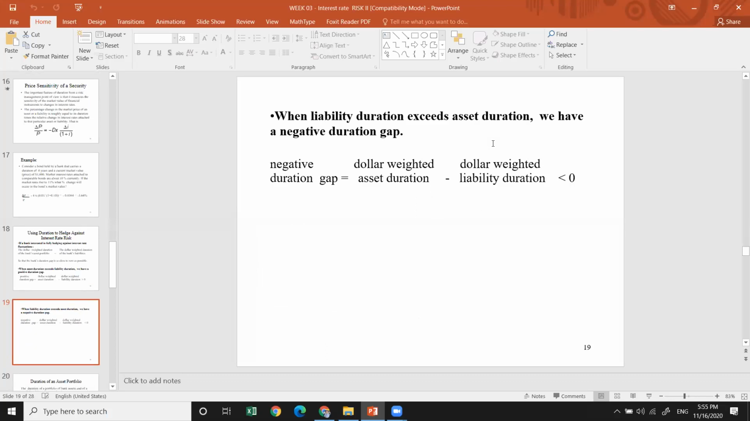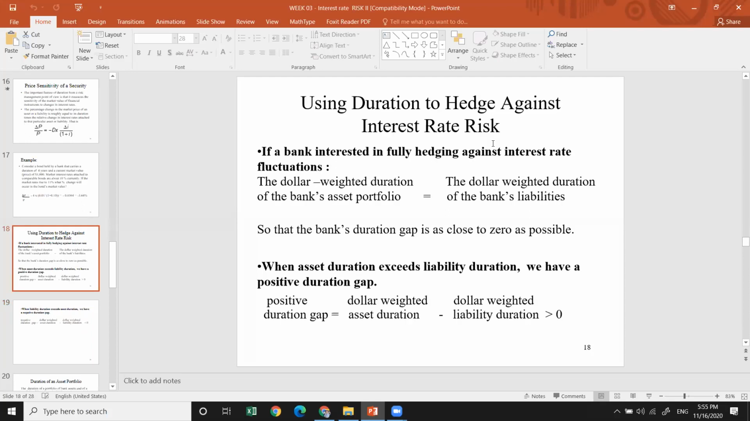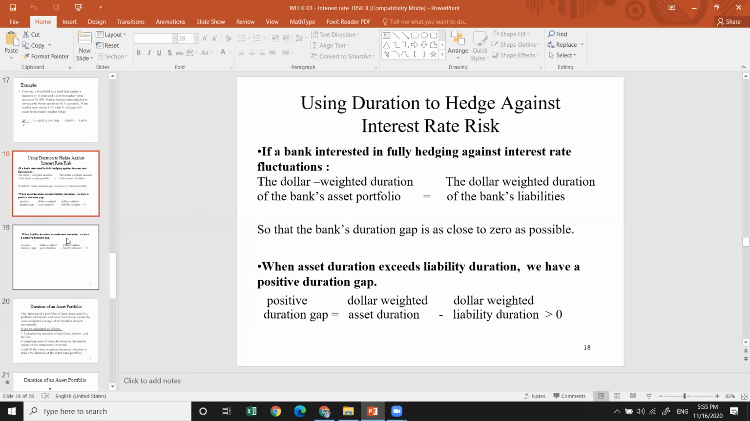And when the liability duration gap is the same thing. So the best point is just the opposite of what we have said here. When the asset duration is greater than the liability duration, you have a positive gap. When the liability duration is greater than the asset duration, you have a negative gap. But the best level that you could achieve is when your asset duration is equal to liability duration.